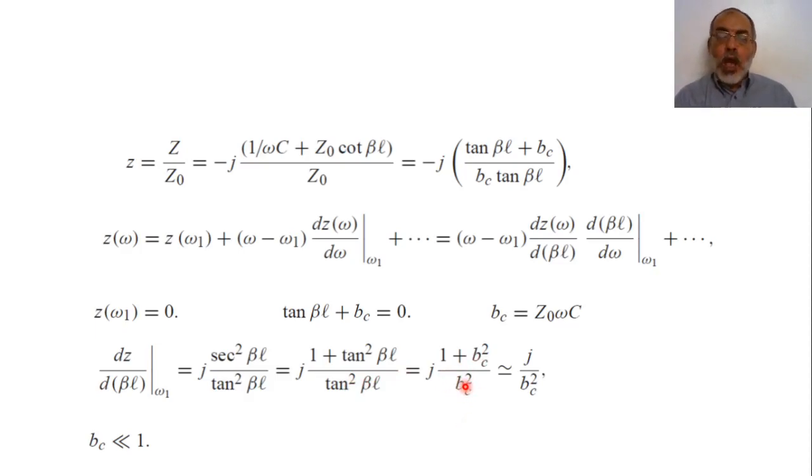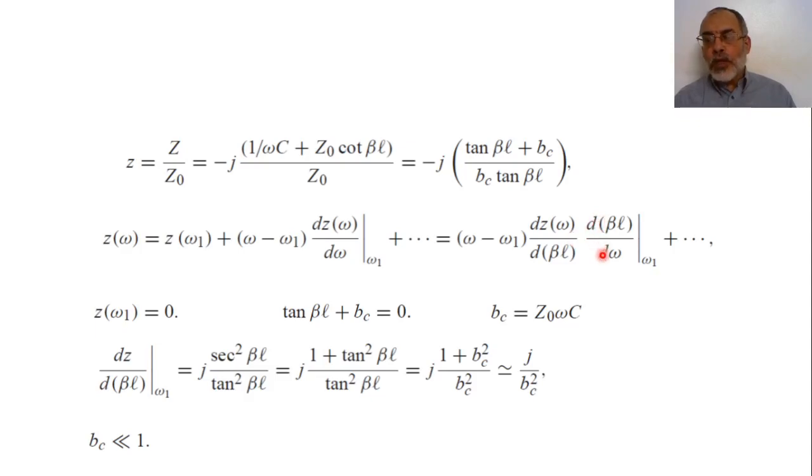Alright? And actually, we say that the value of BC is usually a very small value because the capacitance is very small. So 1 plus a very small value can be approximated as 1. So dZ over d beta L at omega equals omega 1 is nearly j over BC squared, assuming that BC is very small compared to 1. Now we have this term.